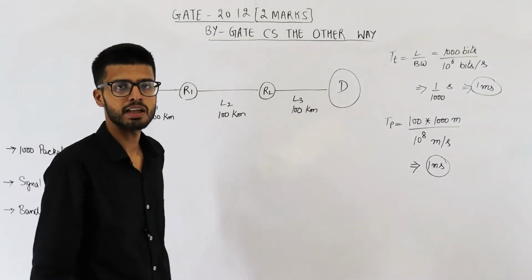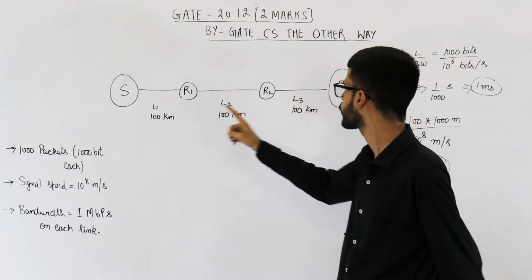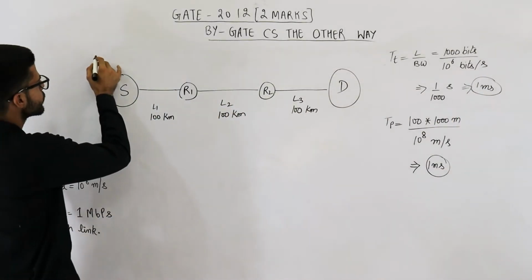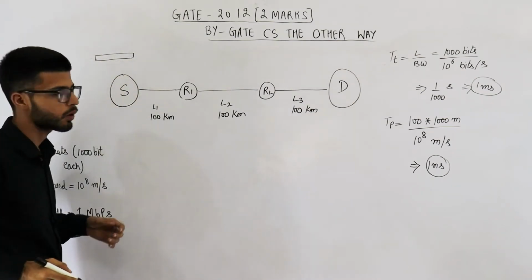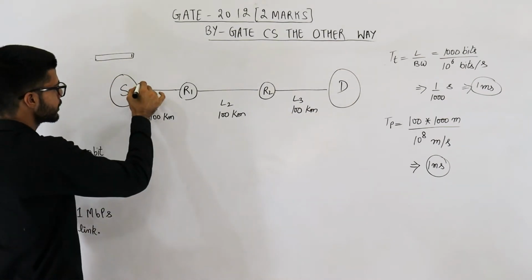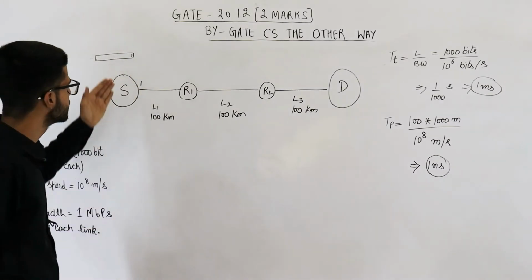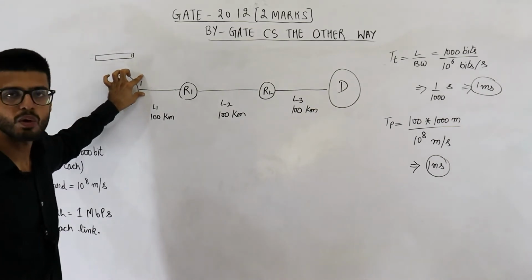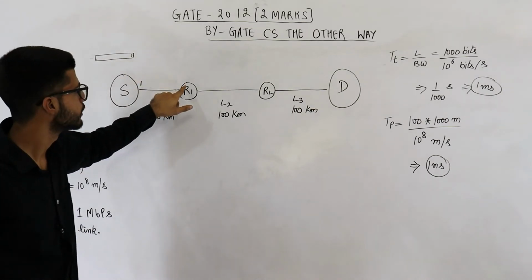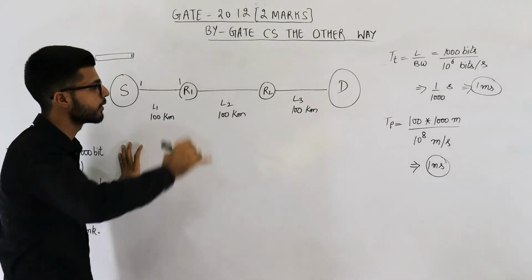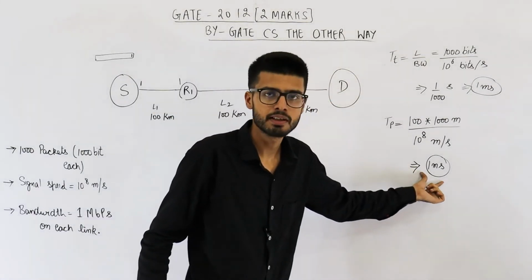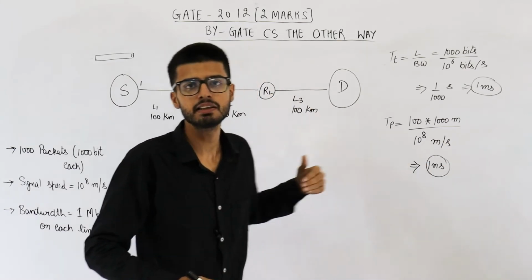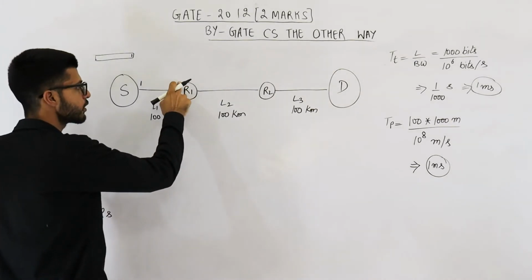Now let us see how much time is required by the first packet to reach the destination. Suppose at time t is equal to 0, the sender starts putting the first packet onto the channel. This is the first bit. At time t is equal to 0, the sender has just put this bit onto the channel. This bit requires 1 millisecond to reach this point, because the propagation delay is 1 millisecond. Propagation delay means how much time is required by one bit to travel completely through the channel. So this will happen after 1 millisecond.